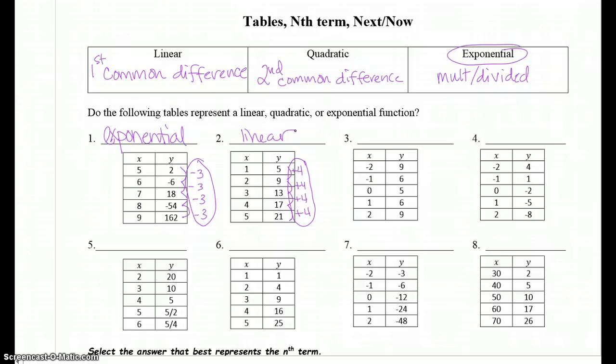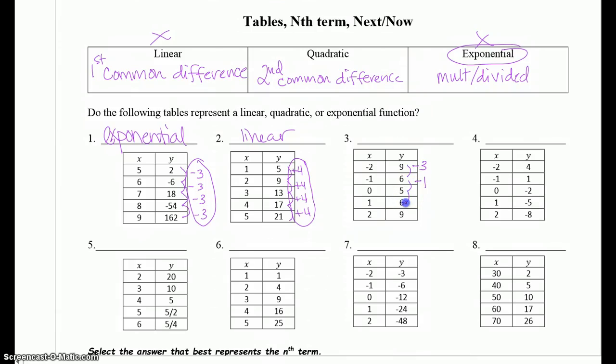Okay, let's look at number 3. First, I'm going to check to see if I multiply by anything. From 9 to 6 and then 6 to 5, are those going to be multiplied by the same thing? No. Okay, so what am I adding or subtracting? 9 to 6, I'm going to subtract 3. 6 to 5, I'm subtracting 1. What does that tell me? That tells me that we've already ruled out exponential, we've ruled out linear because the first difference is not going to be the same. But let's continue and see if the second difference works.